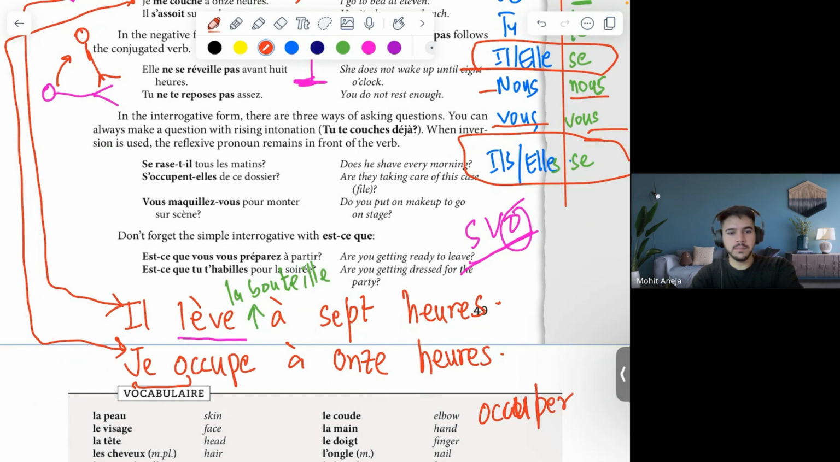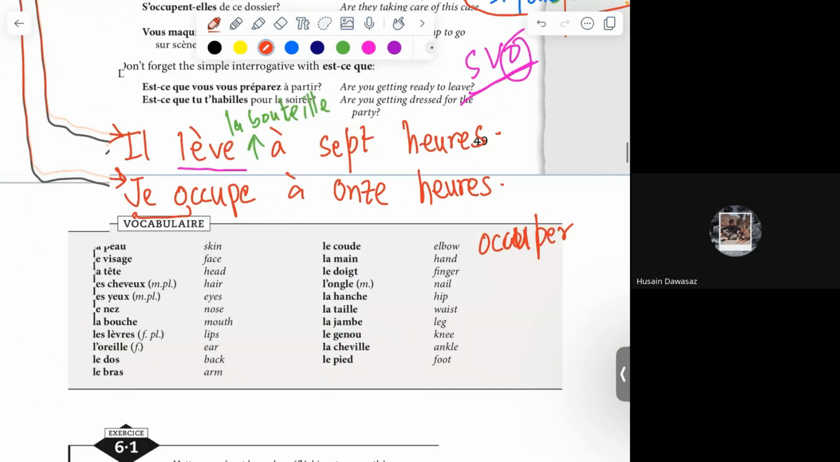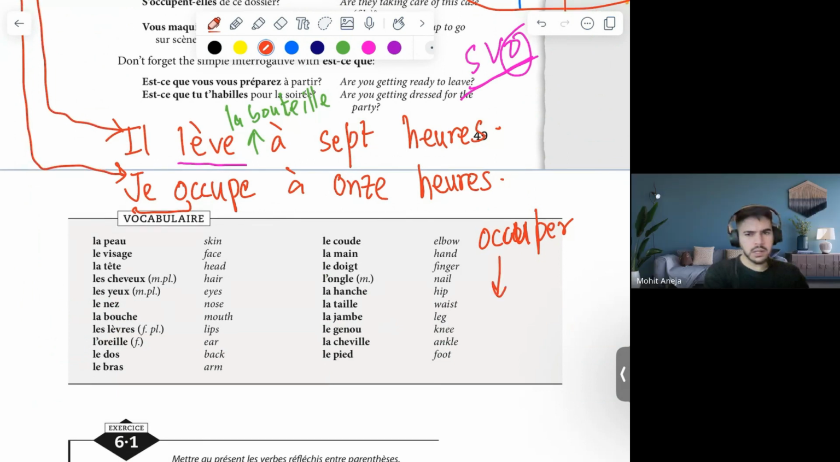What does that mean? Occupe. Is that a false friend? No, it's not, sort of. It means to occupy, or to fill.